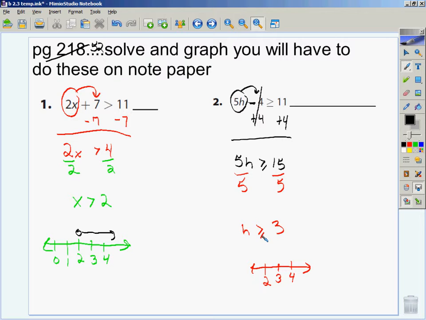H is getting bigger than 3. Bigger than or equal to. So it's going to take a filled-in circle on the 3 because it can be equal. It's getting larger, so I have to go to the right. Right, not left. You're right. I'm right. Questions?